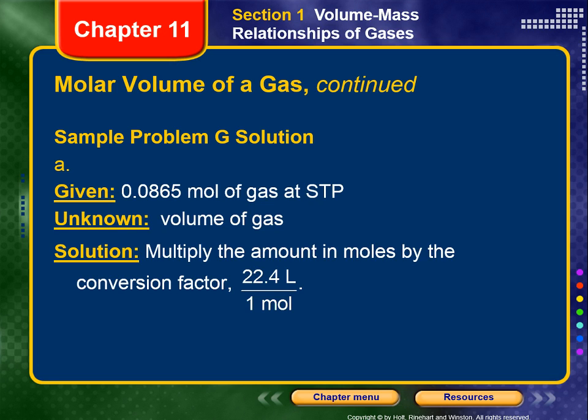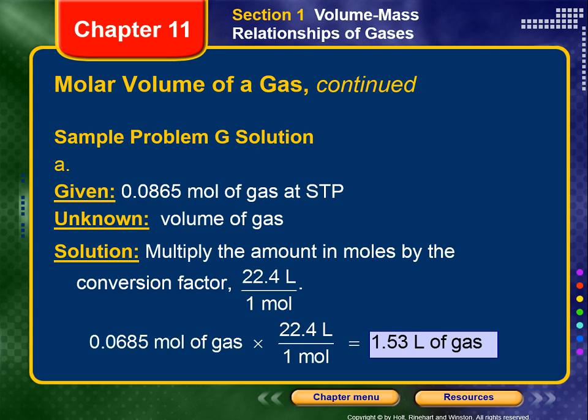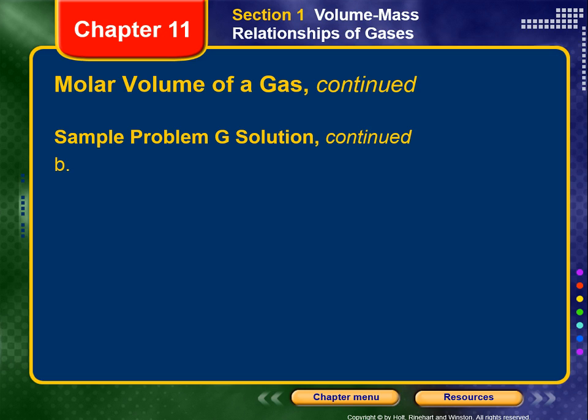So, for the first one, what do we know? We know that we have 0.0685 moles of gas at STP. We want to find the volume in liters of that gas. So we're going to use the conversion factor that's going to allow us to cancel out moles, right? Because moles is the unit that was given to us. Cancel out moles and go into liters. So that's 22.4 liters over 1 mole. Simply plugging this into your calculator will give you 1.53 liters of gas.